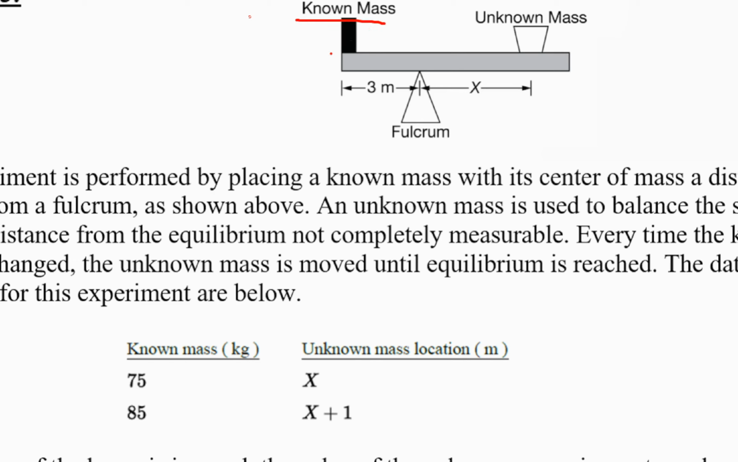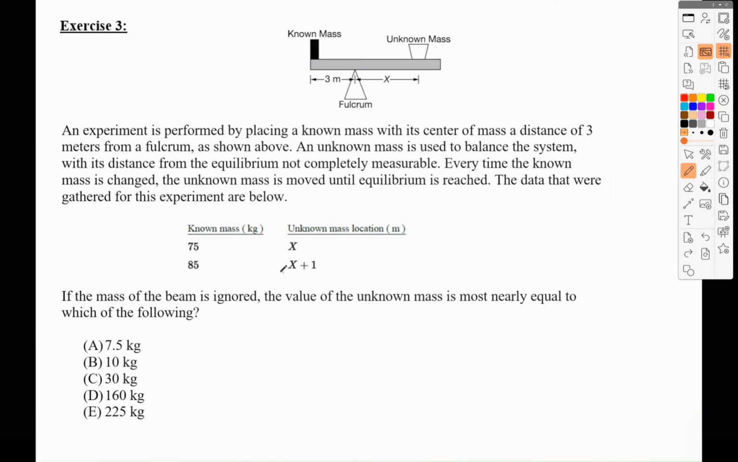So we have a known mass. Each time we change the known mass, the unknown mass stays the same, so we're not changing the unknown mass. The unknown mass is the same, capital M. We're changing only the known mass from 75 to 85. Each time we change the known mass, we need to change the torque in order to balance the system. So the first time it's X, the second time it's X plus 1.